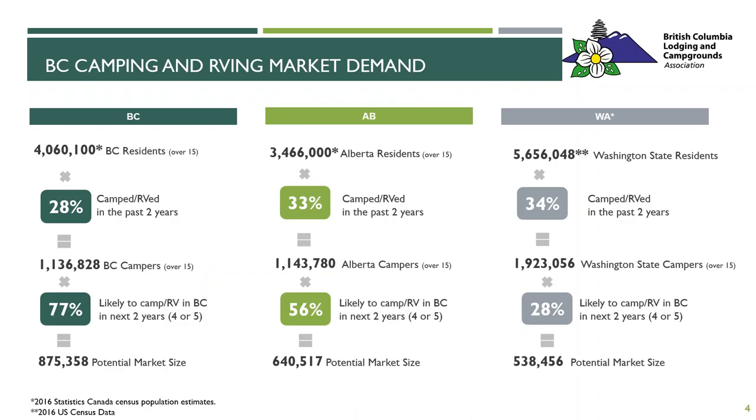So BC camping and RVing market demand primarily comes from three short-haul markets. What you're seeing here is the result of a study that we did with Destination British Columbia, Align Consulting, and Google, where we're benchmarking some of the people that come to Google, and we interviewed an N figure of 500 for BC, 500 for Alberta, and 500 for Washington, and then we extrapolated how that would look. So of the short-haul market studied, there are about 2 million campers that are likely to camp in British Columbia in the next 2 years. So there's significant demand from that.